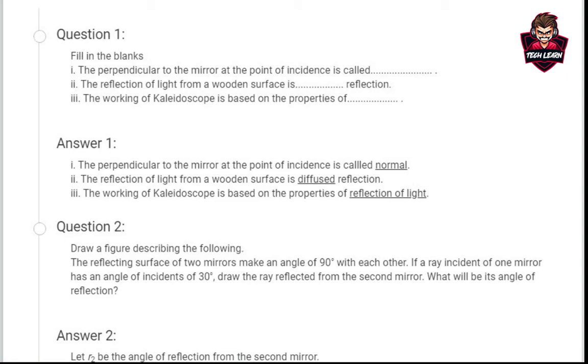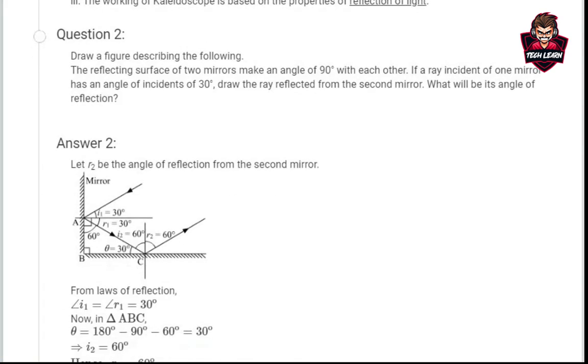Question number 2. Draw a figure describing the following. The reflecting surfaces of two mirrors make an angle of 90 degrees with each other. If a ray incident on one mirror has an angle of incidence 30 degrees, draw the ray reflected from the second mirror. What will be its angle of reflection? Answer of question number 2. We have to find the angle of reflection from the second mirror.